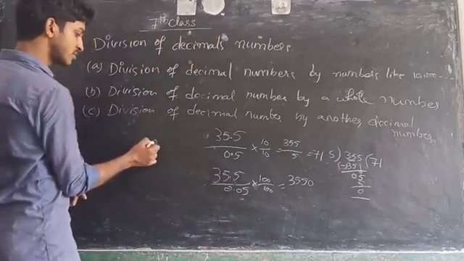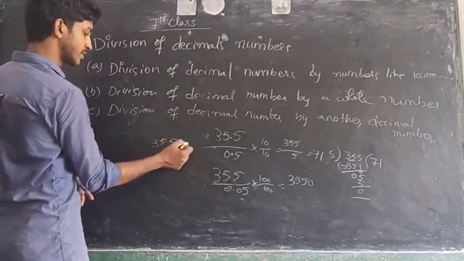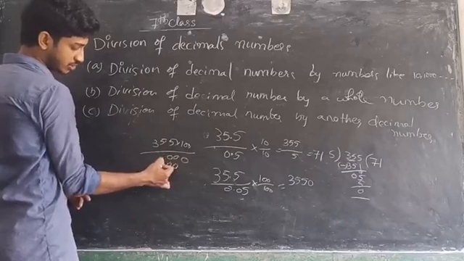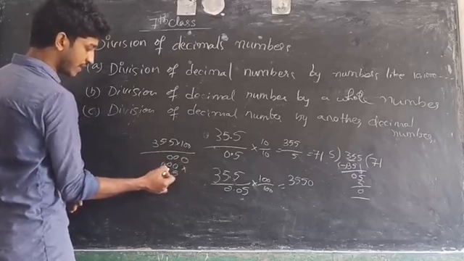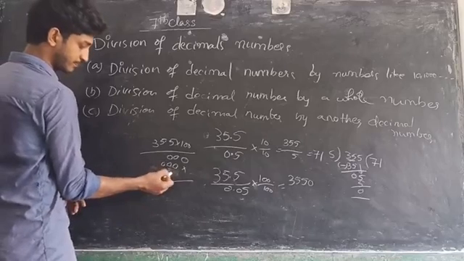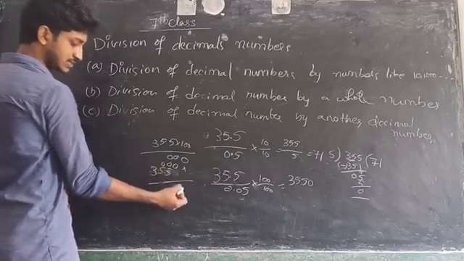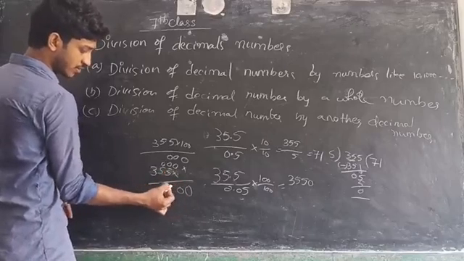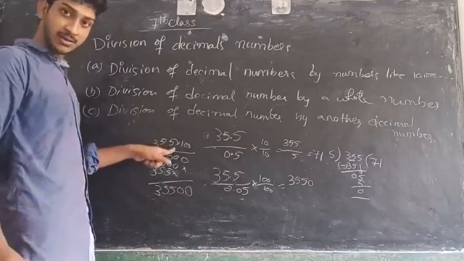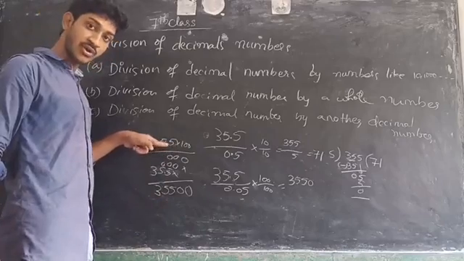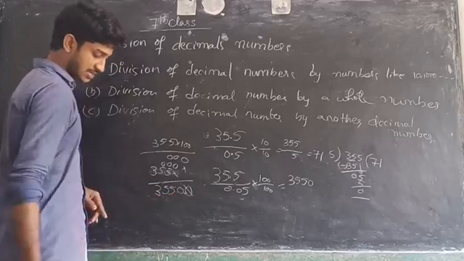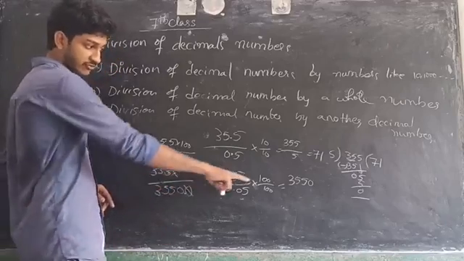Or if you are confused, simply multiply it by 100. 0 into anything, zero. 0 into anything, zero. And 1 into 5, 5. 1 into 5, 5. 1 into 3, 3. Now add this. 0 here, 0, 5, 5, 3. See here, in the multiplication we have only one digit after the decimal point. So put your decimal point after one digit. 0 is cancelled. So the answer is 3550.